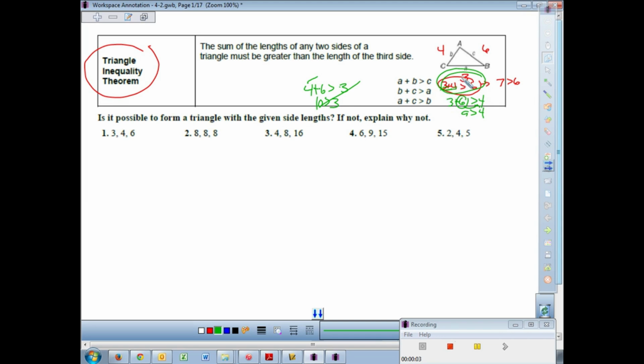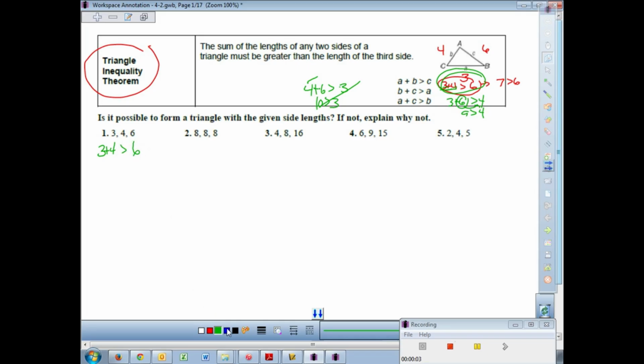But if you take the two smallest sides, which are 3 and 4, you have to see if it's bigger than 6. So it says, is it possible to form a triangle with these side lengths? If not, explain why. We will do all of our explanations with algebra. Here are our 3 sides, which are the two smallest. So you will set this up for me: 3 plus 4 greater than 6.